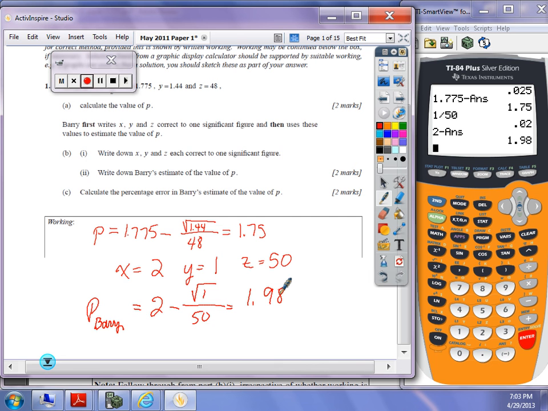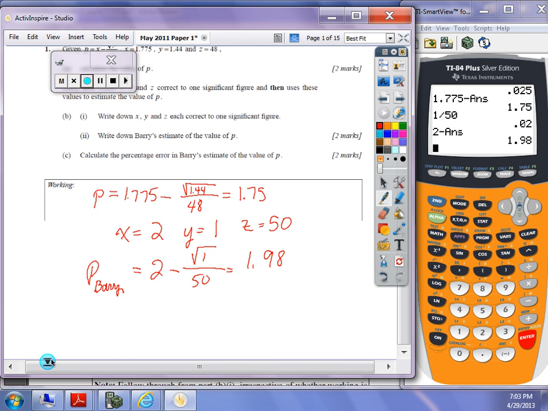The next part of the question says calculate the percentage error for P, and remember that for percentage error we take the exact answer. Well, it doesn't actually matter which way you subtract because the percentage error is going to be an absolute value. So we can take the incorrect answer, the estimated answer, and subtract the exact answer, but the important thing here is that we divide by the exact answer.